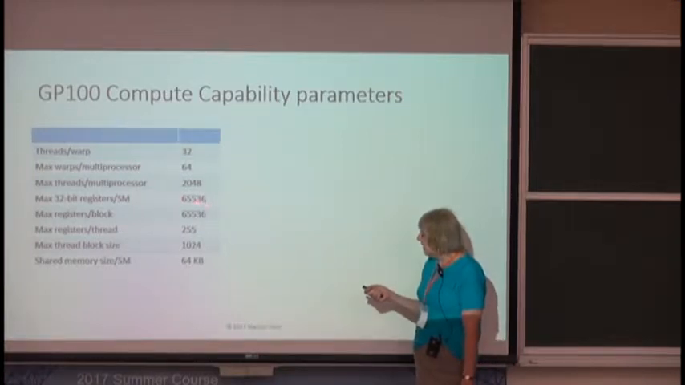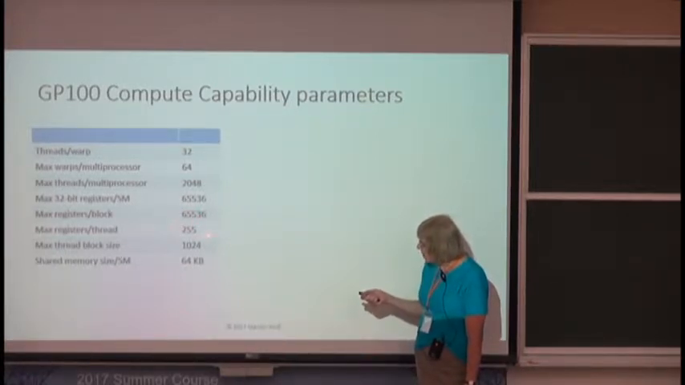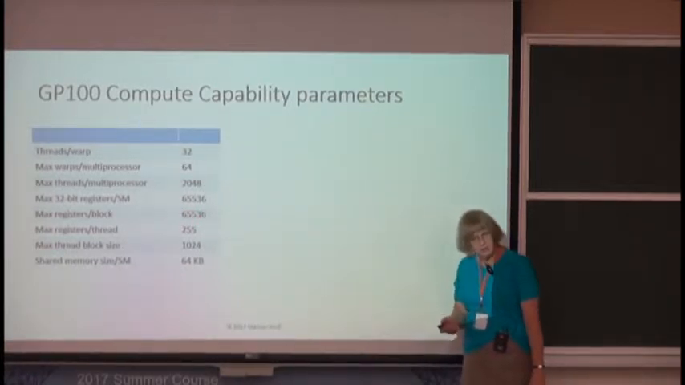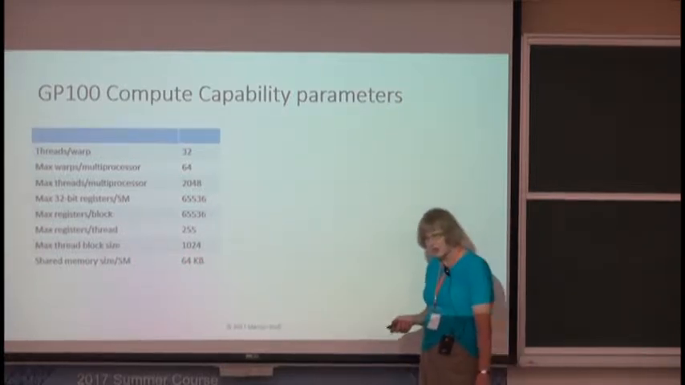You can have 65,536 registers, 32-bit registers inside the streaming processor. You have that many registers per block. Each thread, though, can only have 255. The block size of a thread is 1024, and the shared memory per streaming multiprocessor is 64 kilobytes.